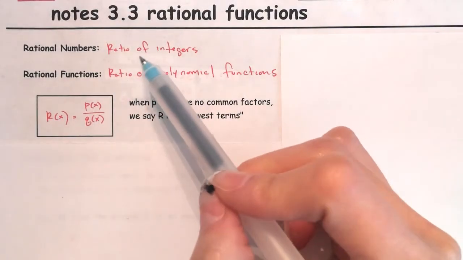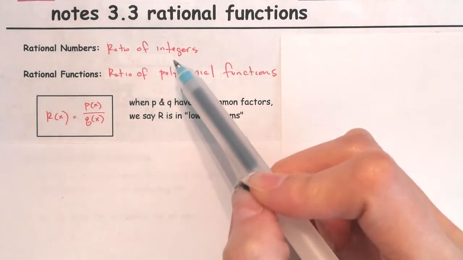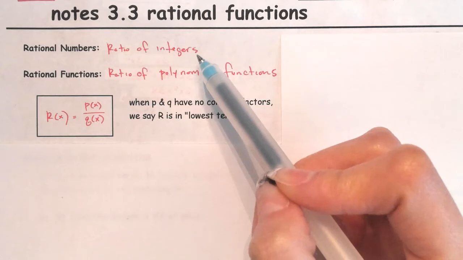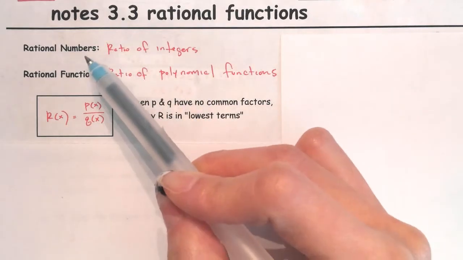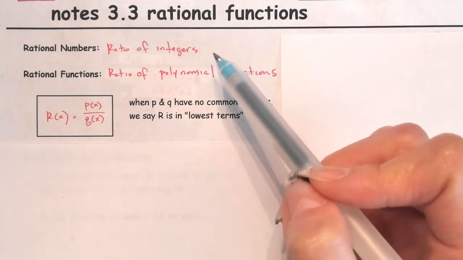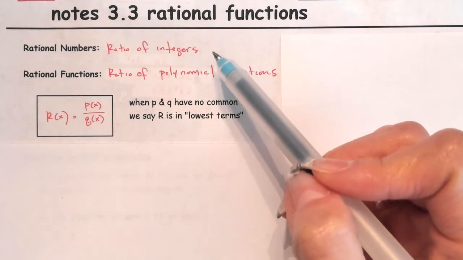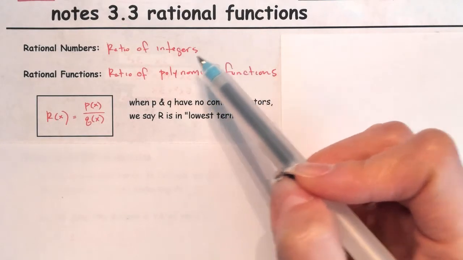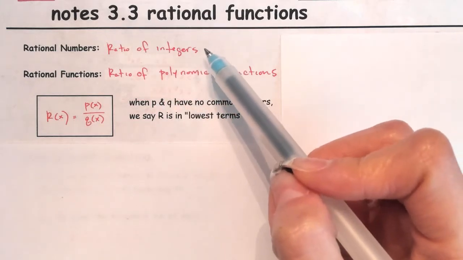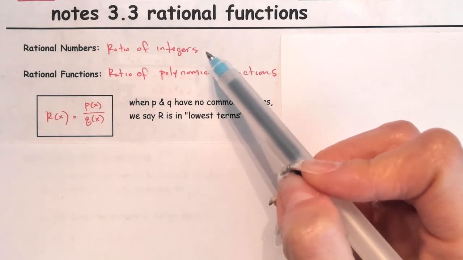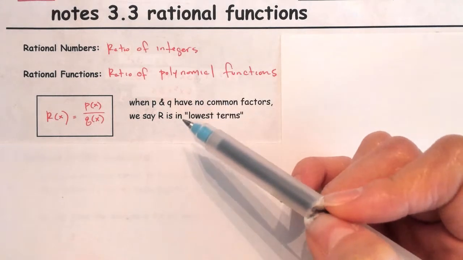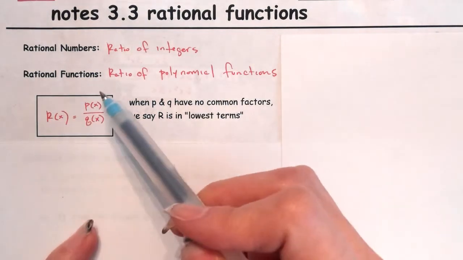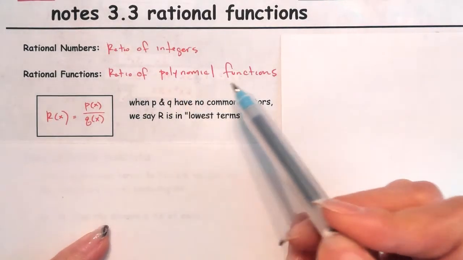So rational numbers are any ratio of integers. A ratio of integers is just a fraction. So any number that can be written as a fraction is a rational number, like 2 over 3, 3 over 7, 5 over 1. Those are all rational numbers. What's not rational would be like root 2, root 3, root 5, root 7, pi. That's not rational either. So that means that a rational function is a ratio of polynomial functions.